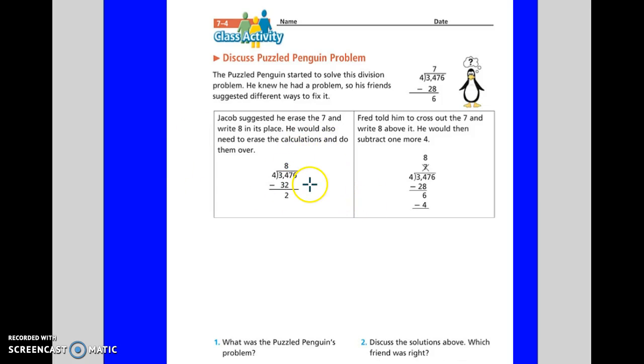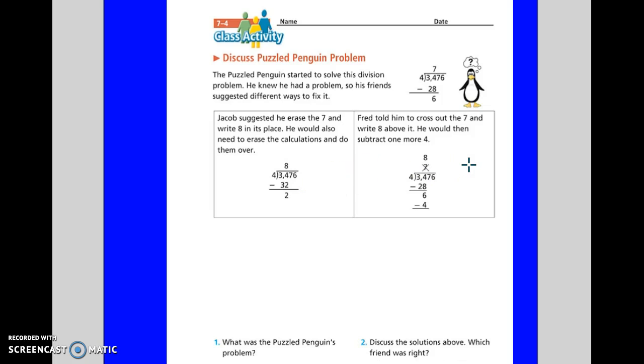So here's what one of his friends suggested. It said, Jacob suggested that he erase the 7 and write an 8 in its place. He would also need to erase the calculation and do them over. So let's try that. If I say 4 times 8, I get 32, and then he subtracts it and he gets this 2, okay? 4 can't go into 2. So then I would do my bring down step, and I'd be able to bring the 7 down, and I could continue with my division problem. All right, so does that one work? Yeah, it does.